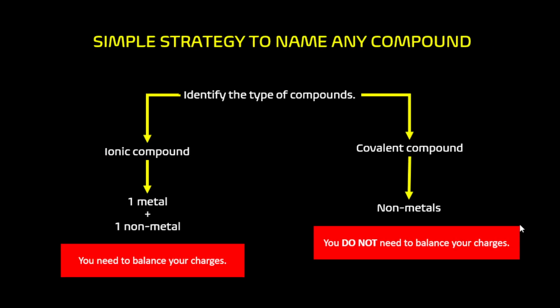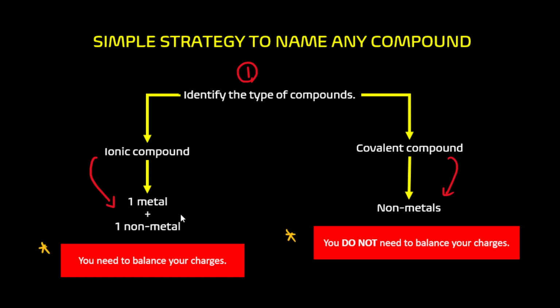Now, a simple strategy to name any compound is, first, identify the type of compound. You've learned about ionic compounds and covalent compounds, and you know that an ionic compound consists of one metal and one non-metal, and covalent compounds are composed of non-metals only. This is the information that you need to recognize.